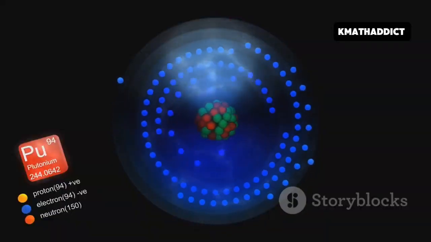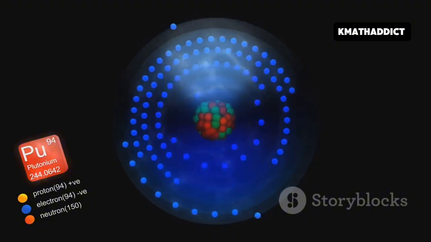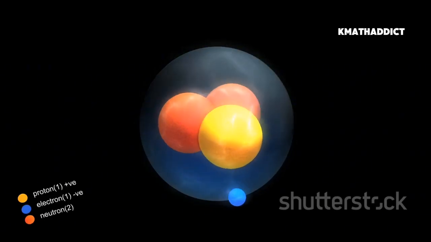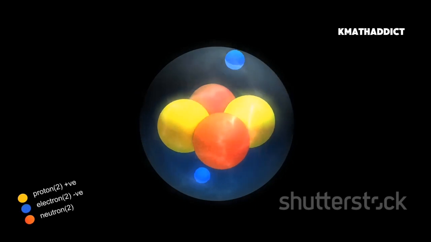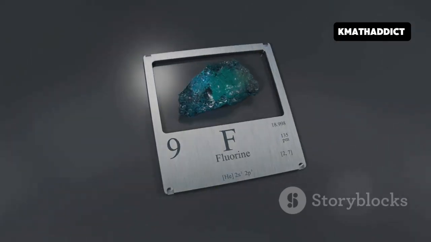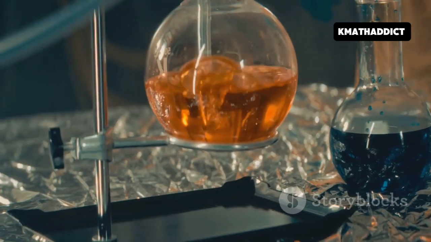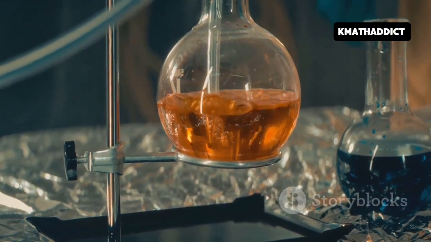The number of protons in an atom's nucleus defines the element. For example, an atom with 1 proton is hydrogen. An atom with 2 protons is helium, and so on. Each element has a unique set of properties. These properties determine how the element behaves in chemical reactions.